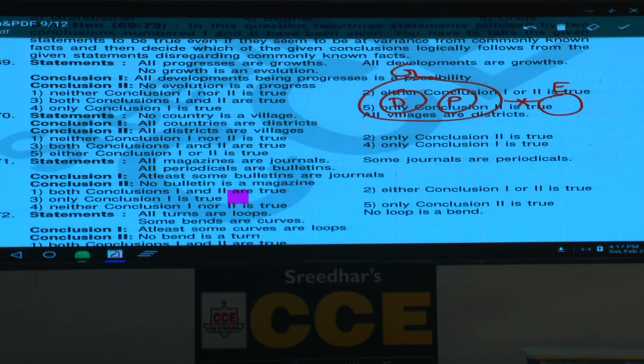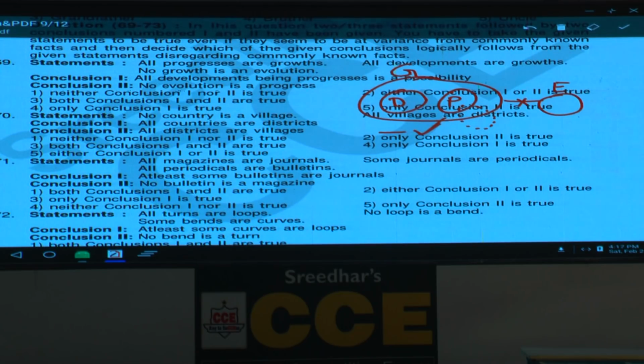With the help of this basic diagram, the first one is a possibility, and the second, no evolution is a progress, is definitely true. As a negative conclusion is true, in order to make this one false, we need to draw the complementary pair, that is, some of the evolutions are progresses. Is it possible to draw like this? No, hence the alternate diagram cannot be drawn. This will be true forever.